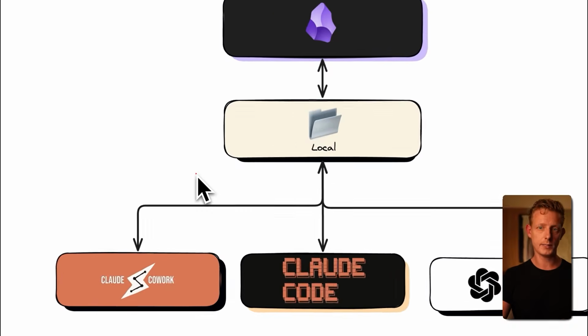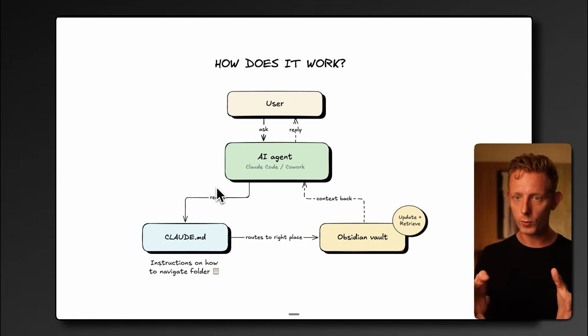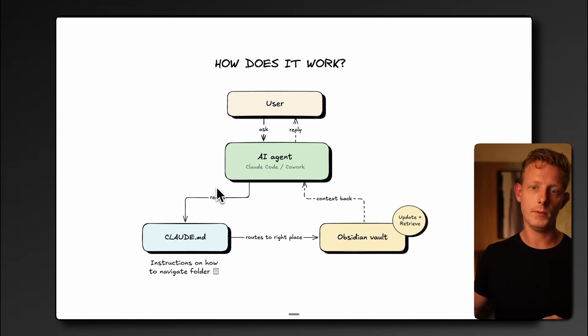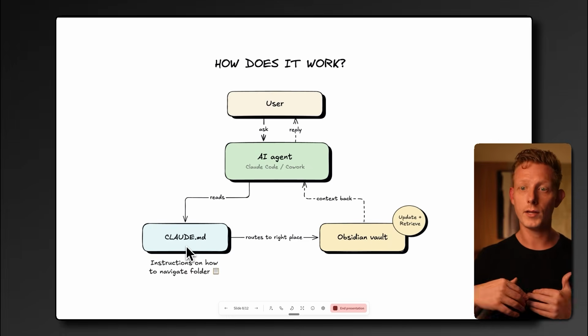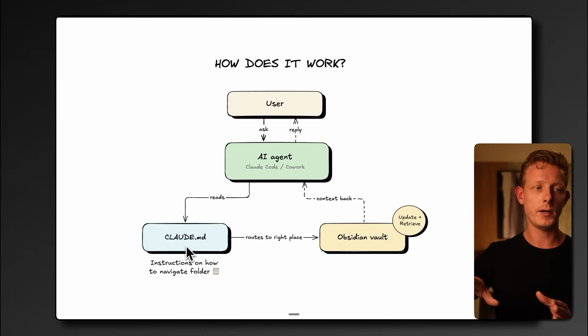Now, again, this is pretty simple. The way it updates and retrieves the right data from your Obsidian folder or vault is through the CLAUDE.md file. Now, the CLAUDE.md file is basically just an instruction you give to your AI agent on Claude Cowork or Claude Code on how to navigate the second brain or the folder.